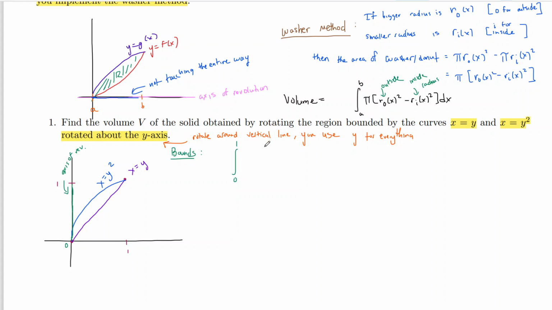Now, these are coincidentally the same bounds as if we rotate around the x-axis, because x also goes from 0 to 1, so don't get confused there. We are rotating around the y-axis. So all we care about is the two bounds here. This is the smaller bound at y equals 0, and this is the larger bound.